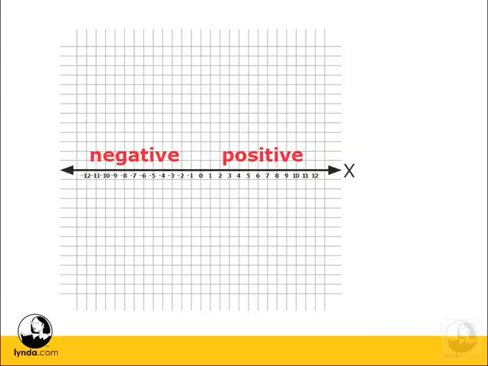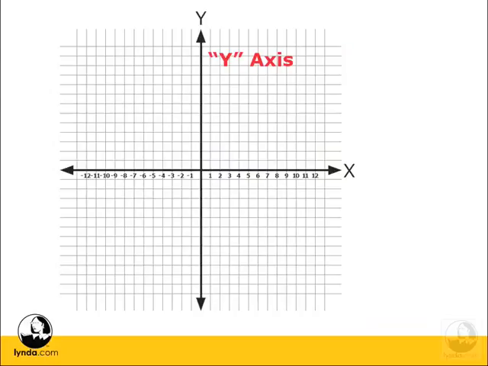Now, there's another baseline AutoCAD uses. This is a major north-south baseline. It is called the y-axis. The y-axis is also a number line. Any value above the x-axis is considered a positive y. Anything below the x-axis is considered negative y.